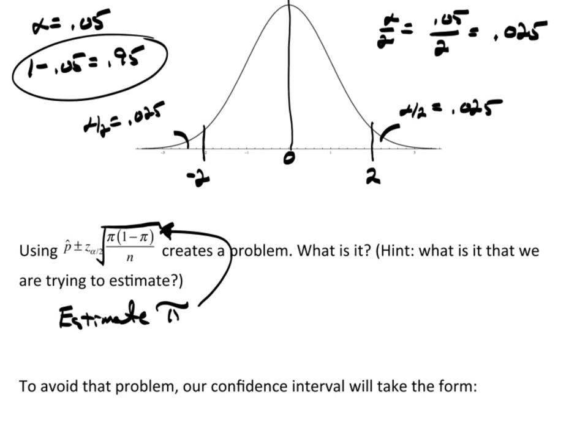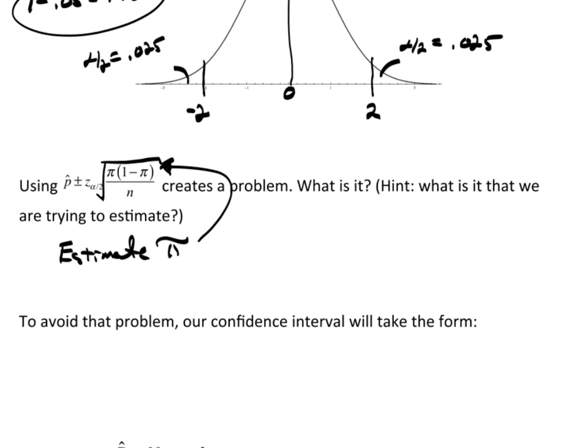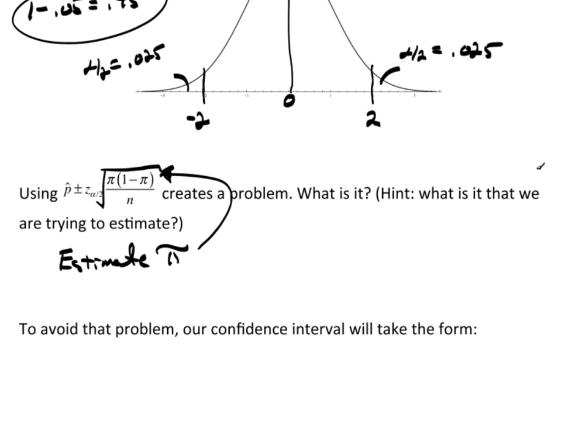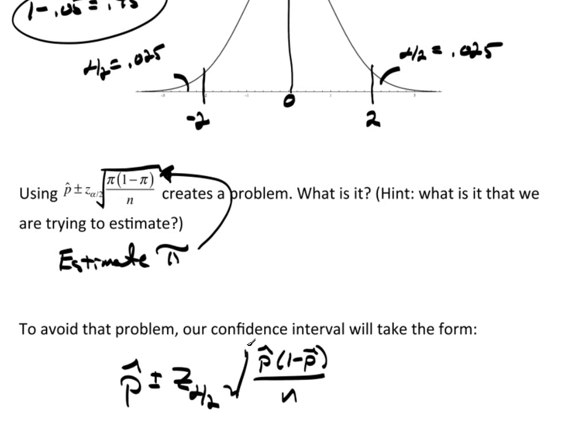So what we do to avoid that problem is we use sample statistics. So our confidence interval for the proportion will look like this. P hat plus or minus z of alpha over 2, this z has not changed, times the square root of, we don't know pi, but we can estimate with p hat, 1 minus p hat divided by n.